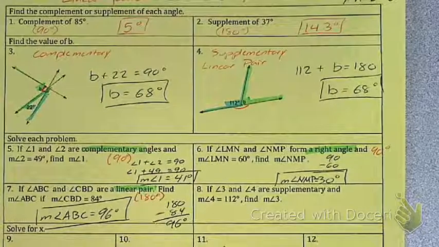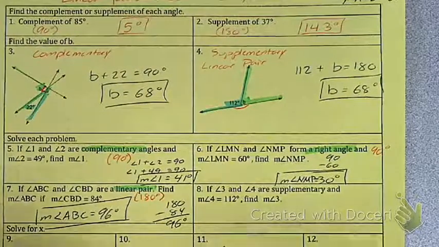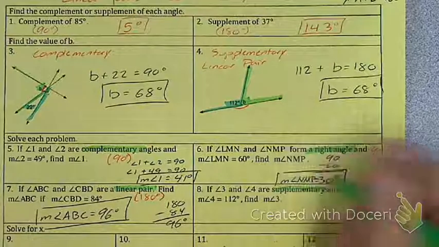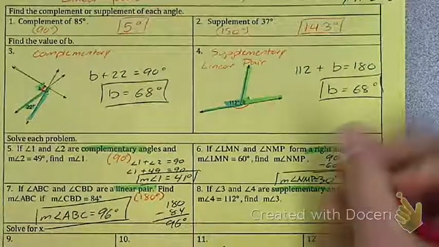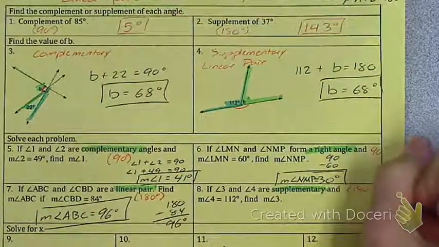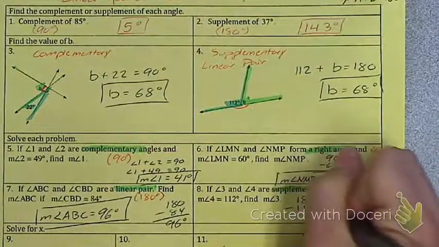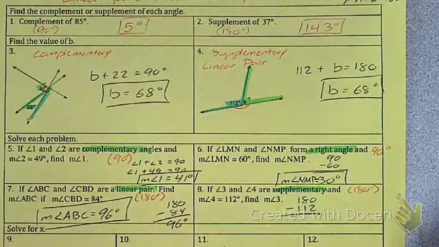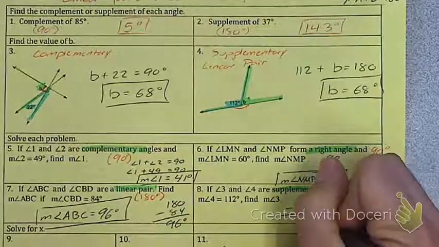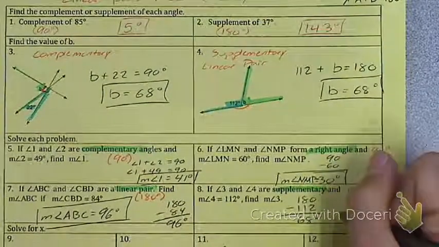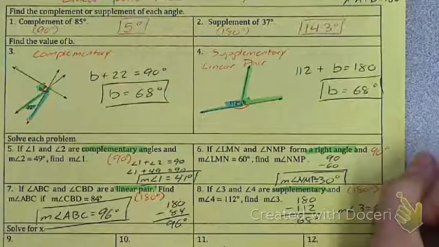And number 8. Angles 3 and 4 are supplementary, which means 180. So 180 minus 112 equals 68 degrees. Therefore, the measure of angle 3 equals 68 degrees.